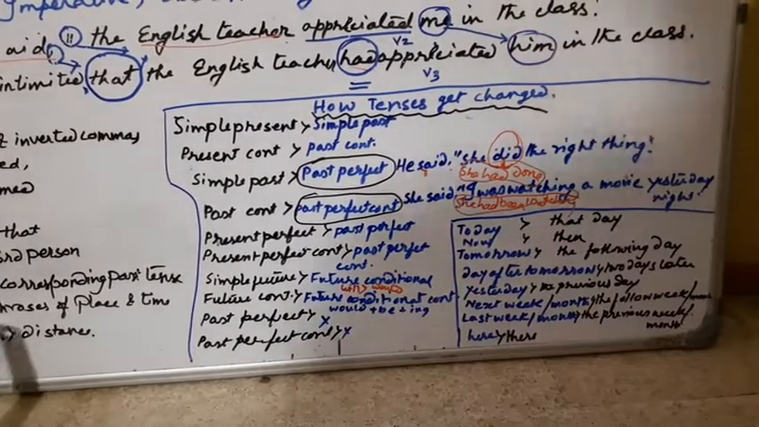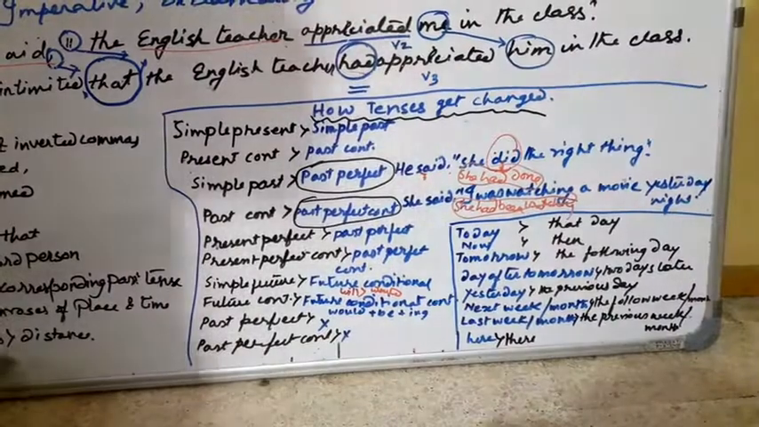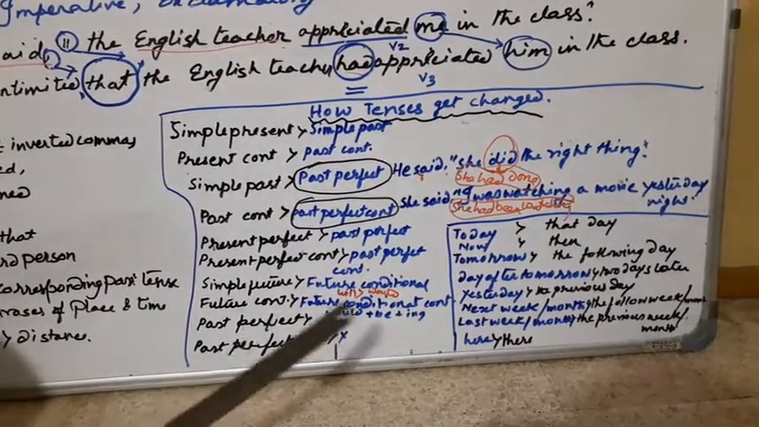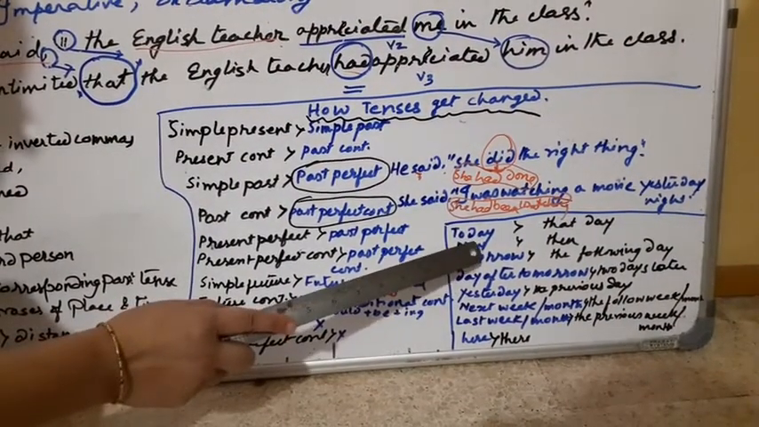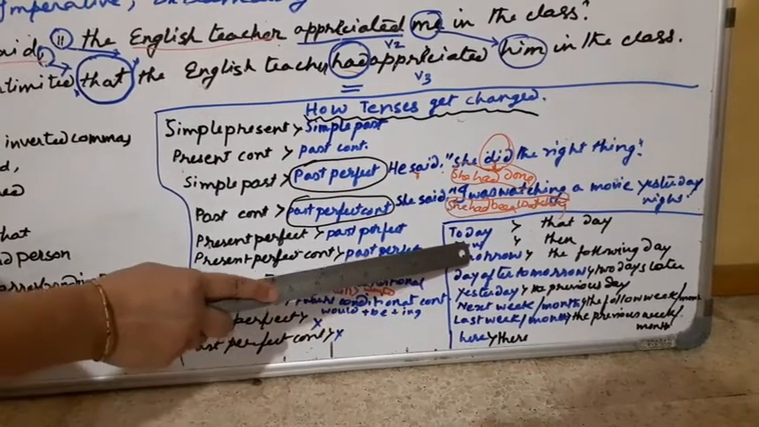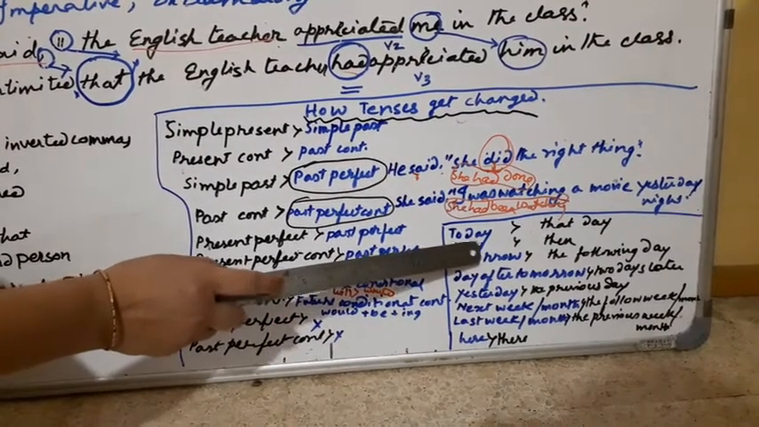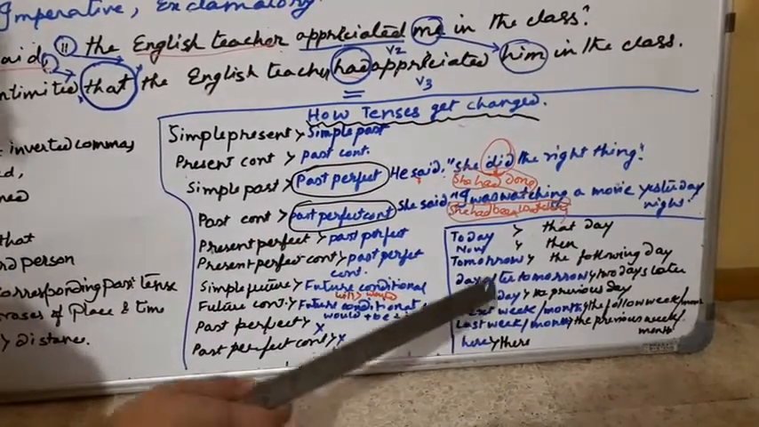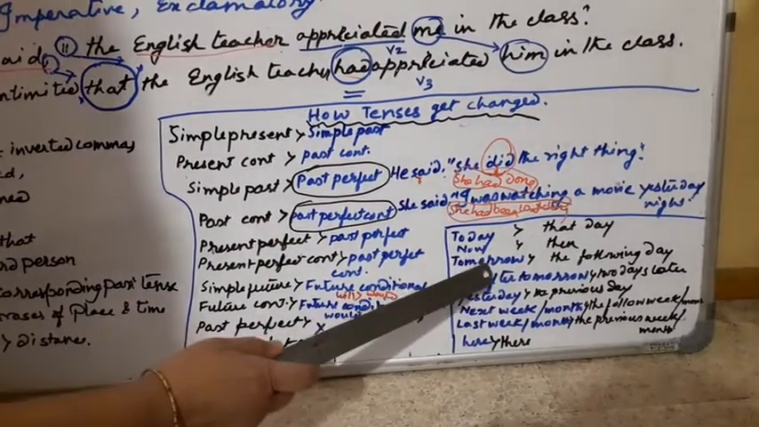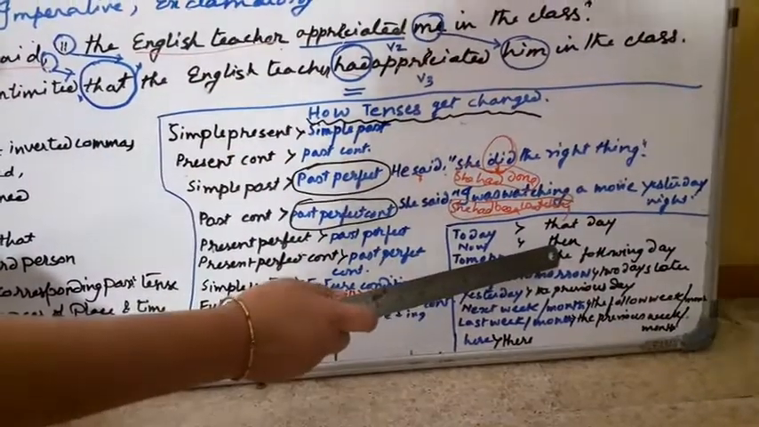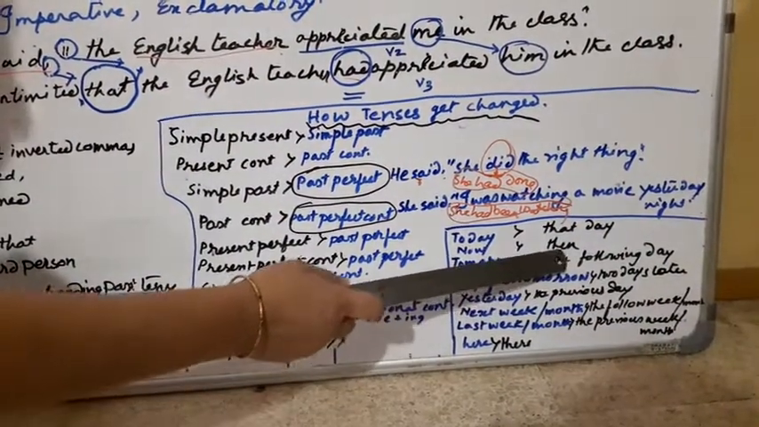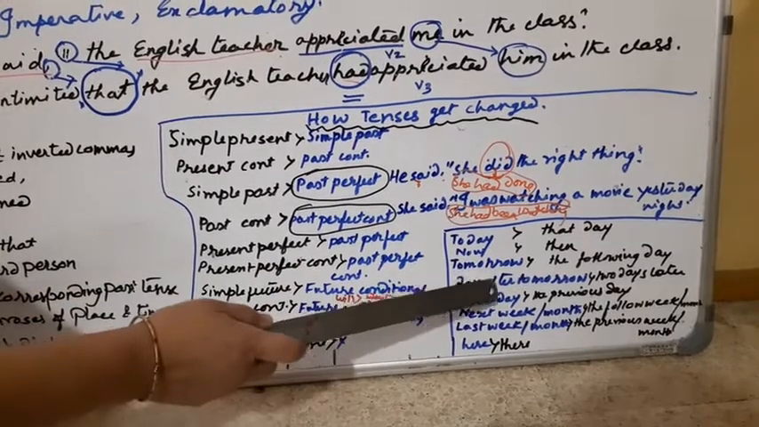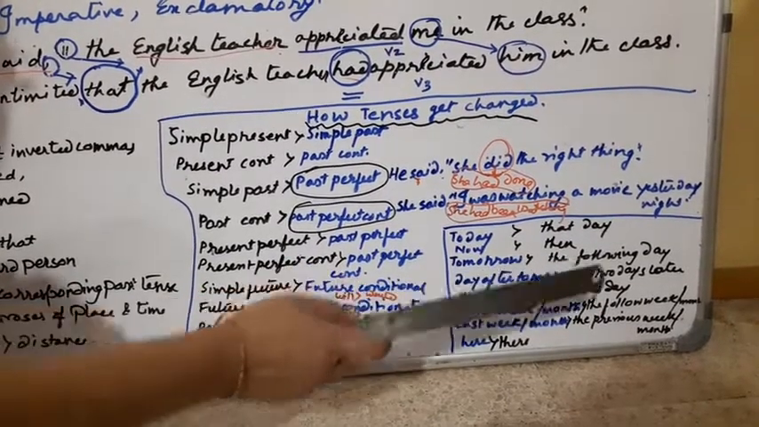Now, adverbial phrases of place and time from nearness to distance. I like to discuss this topic. Say, if in the direct speech it is today, right? In indirect speech, that will be that day. If it is now, then it will be represented in indirect speech like then. If it is tomorrow, then the following day.